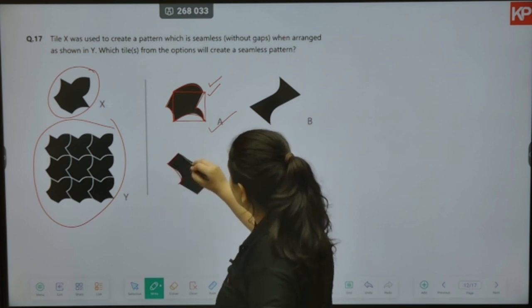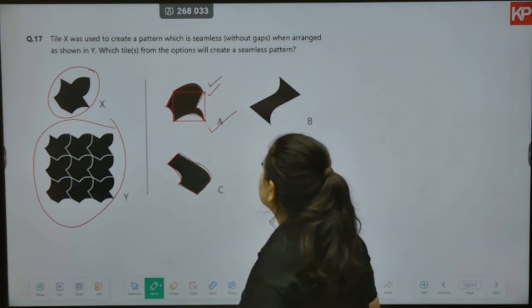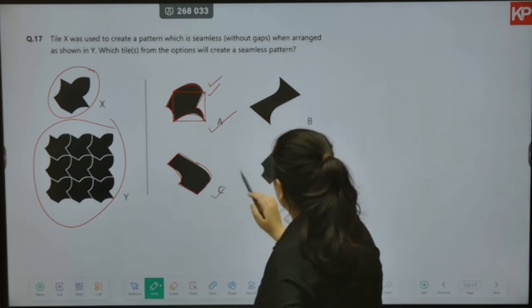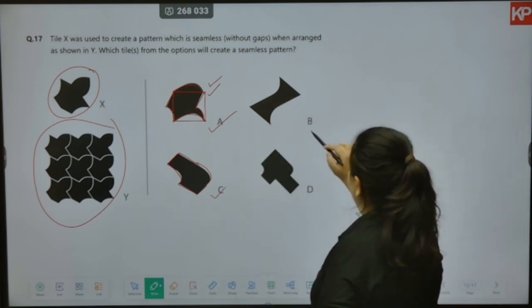And the rest of the shape is going to fit exactly into one another, okay? So this is going to tessellate. Let's check for B.